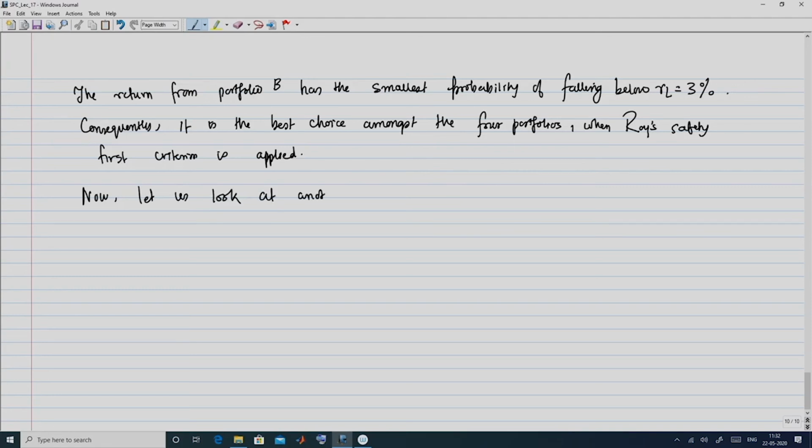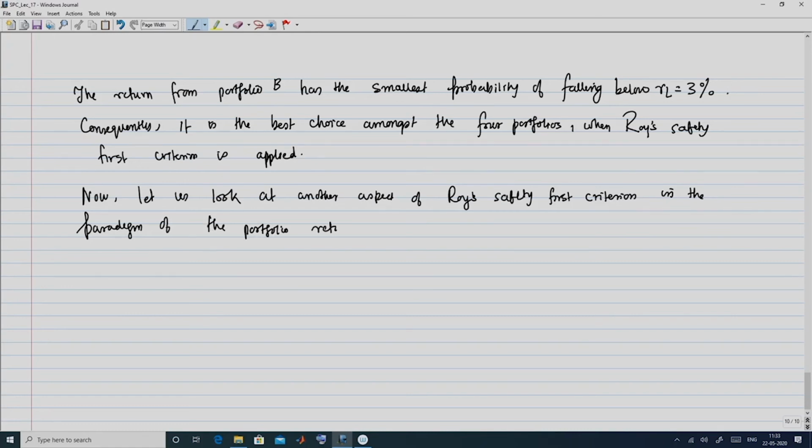Okay, so now let us look at another aspect of Roy's Safety First criteria in the paradigm of the portfolio returns following normal distribution.